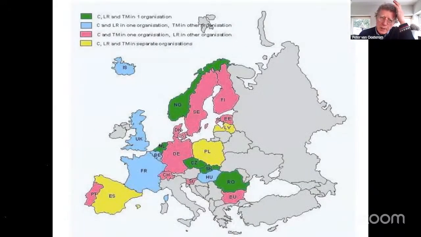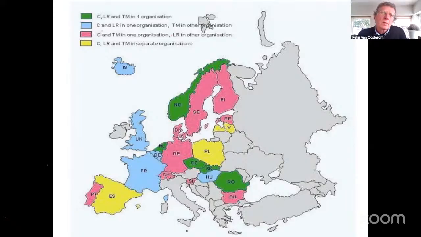You see a map of some time ago where, in green, Cadastre, Land Registry, and topographic mapping are in one organization. So in Norway, in the Netherlands, in Czech Republic, and Slovakia, and Romania. But in other countries, the situation is different. For example, Cadastre and topographic mapping are together in Portugal and in Germany and in Sweden, but not the Land Registry. That's in a different organization.